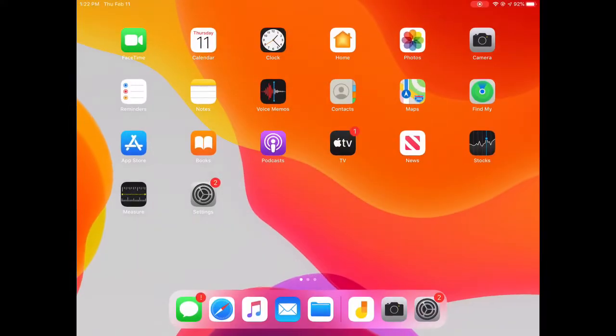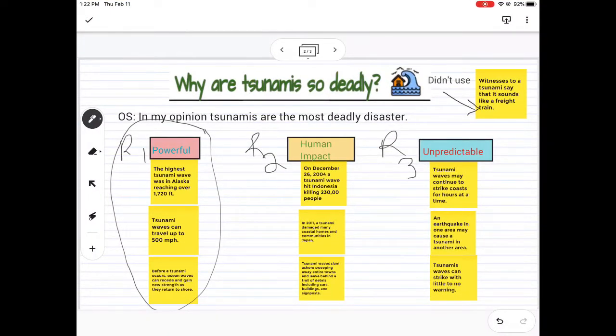I need one more fact because I still have another piece of evidence. Some of you may have 3, some people may have 4 here, and that's fine. I still have, before a tsunami occurs, ocean waves can recede and gain new strength as they return to shore. So I'm going to be checking back to my Jamboard to make sure I'm copying this down exactly as I see it here on the Jamboard into my draft pad. All I've done is added that transition phrase as a transition to the third fact. So you will be doing the same. You'll be gathering your pieces of evidence, which are your facts. And again, some of you may have 3, some people may have 4. If you have 4, that's okay. Just add the 4th one. Use another transition word for that, like also or in addition.